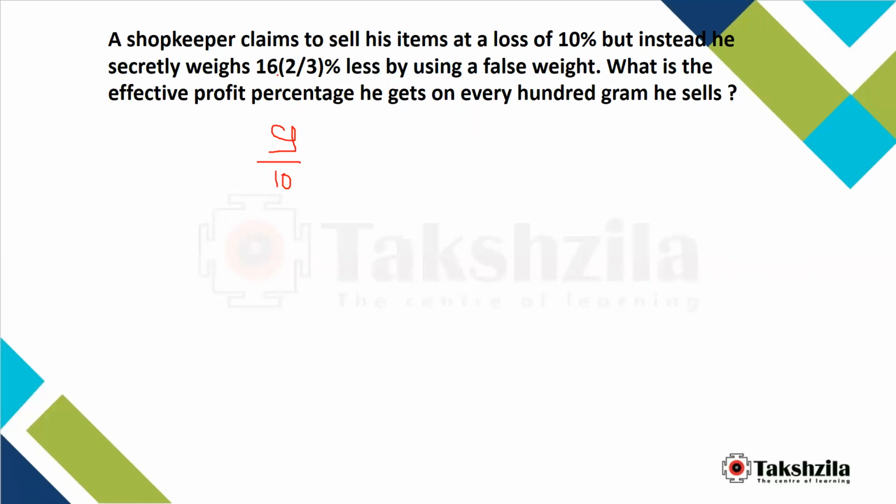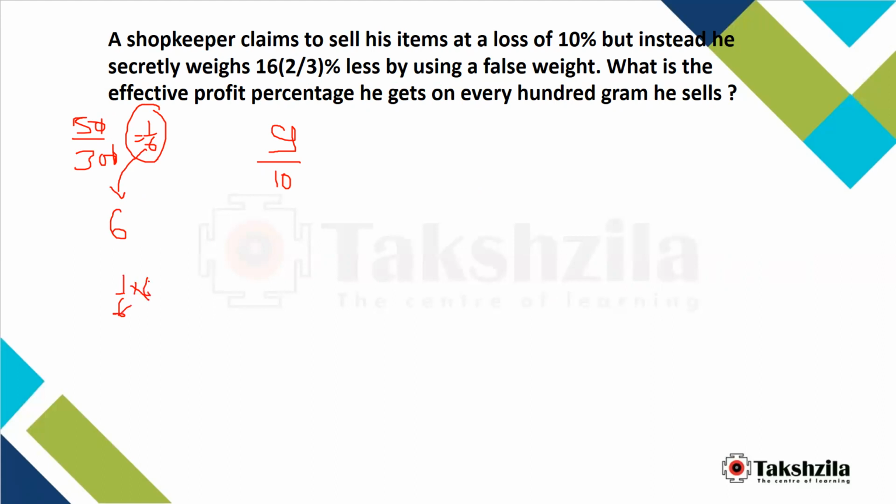So 16 2/3 is 50 by 3, which is 50 by 300, that is 1 by 6. He weighs this much less. So if the quantity is 6, say the quantity is 6, he will weigh 1 by 6 less of that particular quantity.